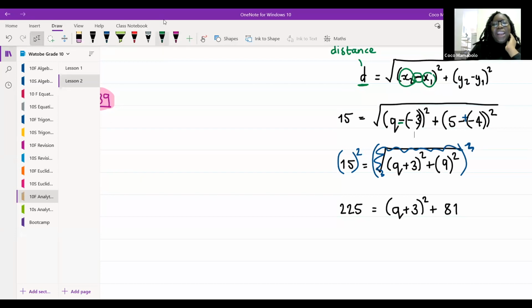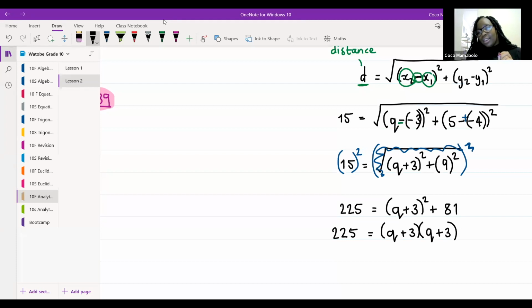Okay. All right. So the next part, my sweetie, is we're going to take q plus 3 all squared, and we're going to break it up into its 2 brackets. You agree with me there? Yes, ma'am. Okay, so I'm going to get 225 is equal to, open bracket, q plus 3, and then another bracket, q plus 3 again, and then plus 81. Good. All right.